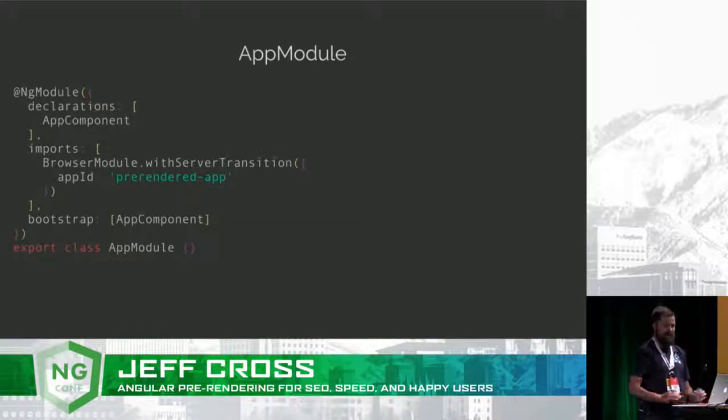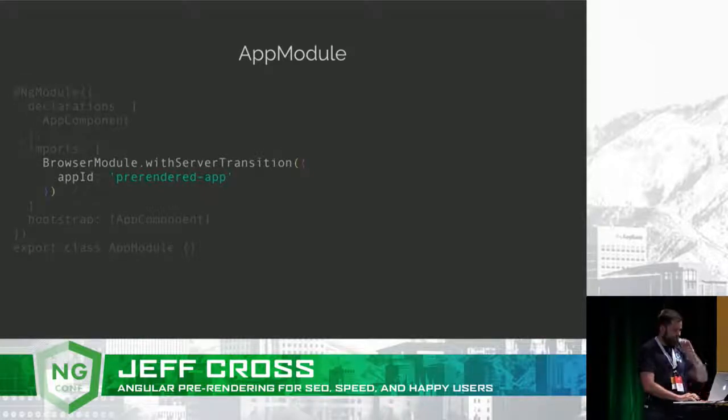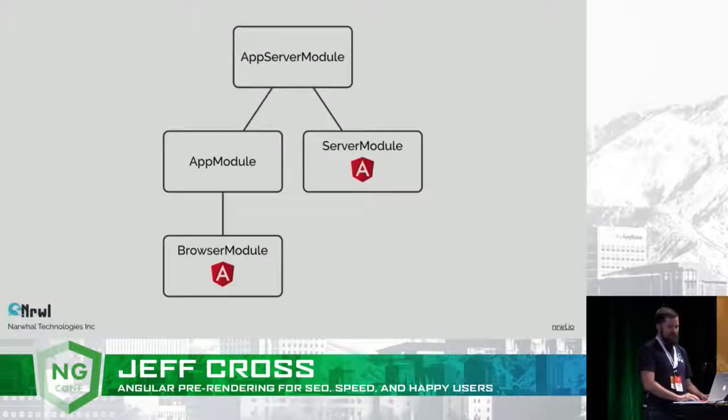And then if we look at the app module, it's pretty close to what we would write if we were not doing pre-rendering, other than calling this method with server transition, which just gives a string to Angular so it can do things like CSS prefixing and other things properly between the transition of server and client, so that it's using some of the same naming. So basically we have this kind of tree. We have our app server module, which is bringing in the server module from Angular, and it's also bringing in our own app module, which is bringing in browser module for Angular.